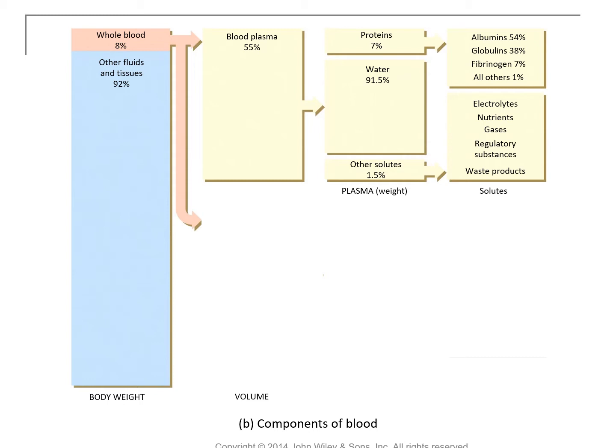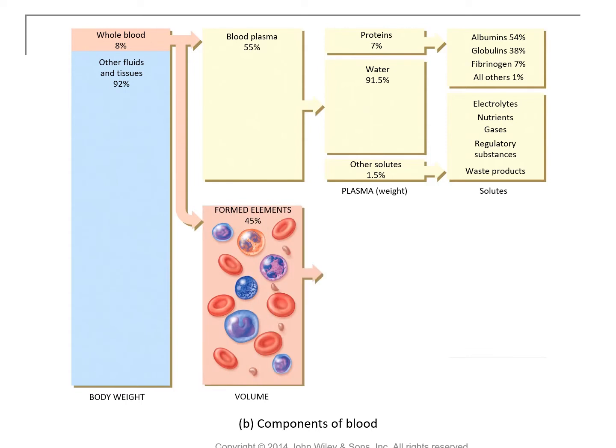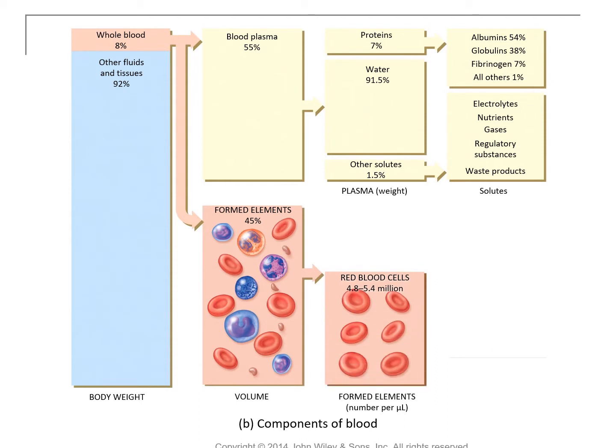Now, as far as the other 45% by volume, it consists of formed elements, which are cells and fragments of cells. Of those formed elements, in terms of the numbers per microliter, there are about 4.8 to 5.4 million red blood cells per microliter. And I want to remind you that a microliter is 1/1000th of a milliliter. So we're talking about a really small volume here, yet it still contains 4.8 to 5.4 million red blood cells.